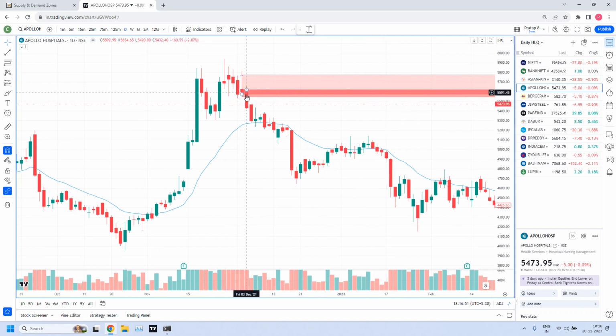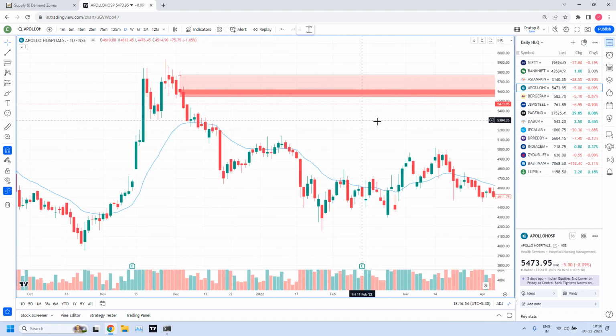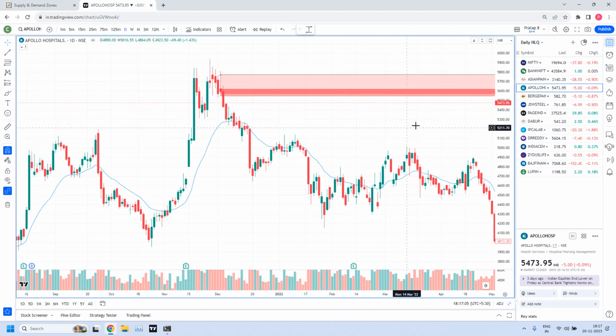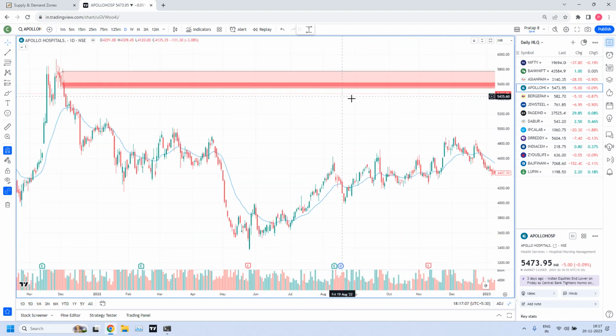So we have a drop base drop. This is the daily supply zone. When this leg out was created in December 21, almost 2 years back, this zone was created. It is a fresh zone.